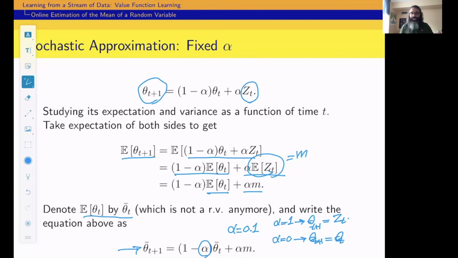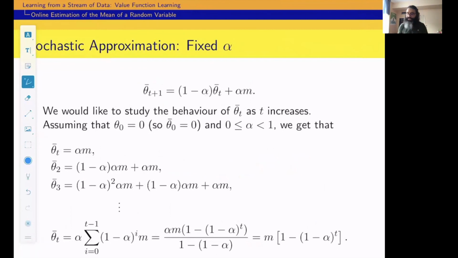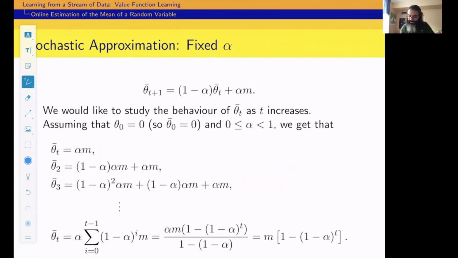But I guess there's a mention of geometric series. That's true, it can be expanded as a geometric series. Let's see what happens. Here I just expand this theta bar. I assume that theta 0 starts from the value 0, so its expectation is also 0. That's the initial value. And I also assume that alpha is between 0 and 1, strictly smaller than 1.